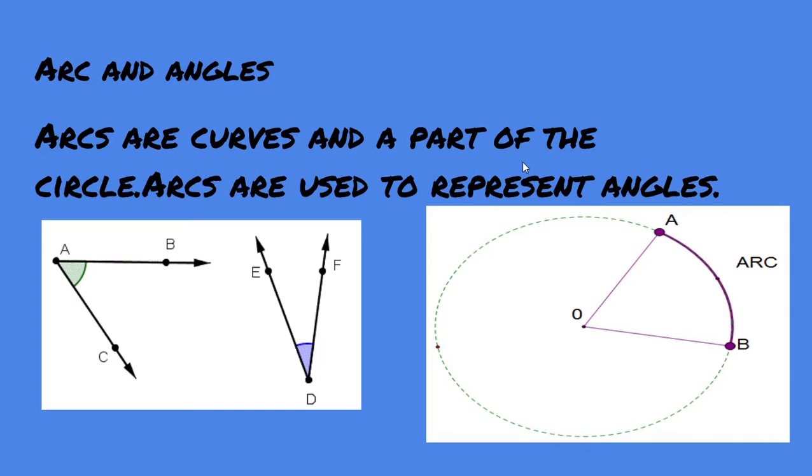What are arcs? Arcs are curves. Arcs are part of a circle. Arcs are used to represent the angles in general.